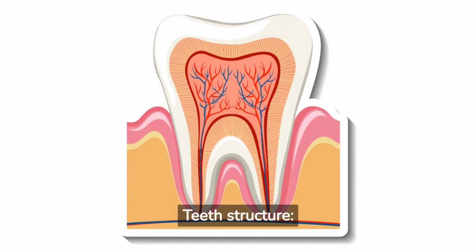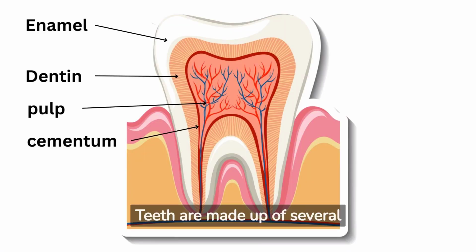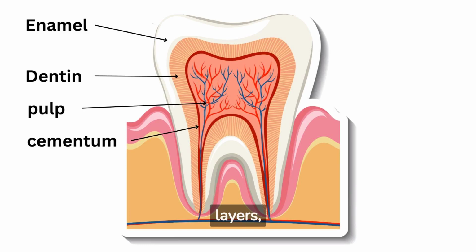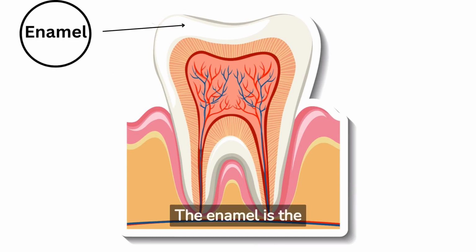Teeth structure. Teeth are made up of several layers, including enamel, dentin, cementum, and pulp. The enamel is the outermost layer, which is composed of tightly packed hydroxyapatite crystals, making it the hardest substance in the human body.